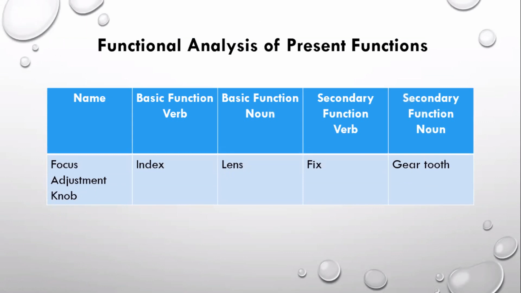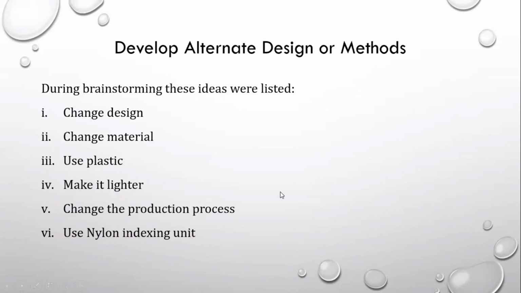Right. So functional analysis. We look at the focus adjustment knob. The basic function is to index, the noun is lens, right? And the secondary function is it fixes the gear tooth. And whether we can do anything with the secondary function, and develop alternate designs or methods.